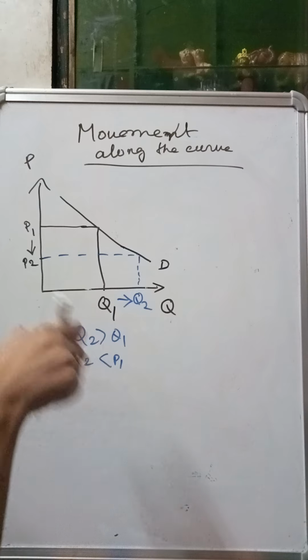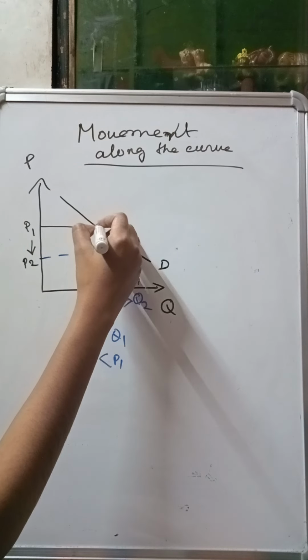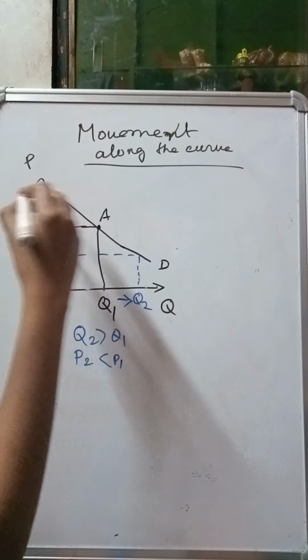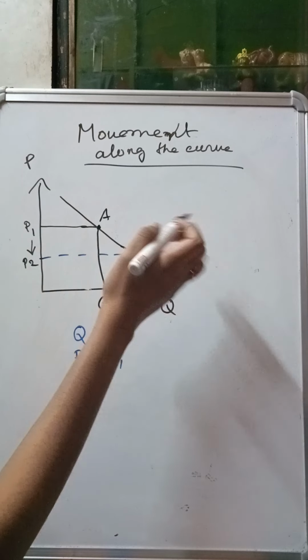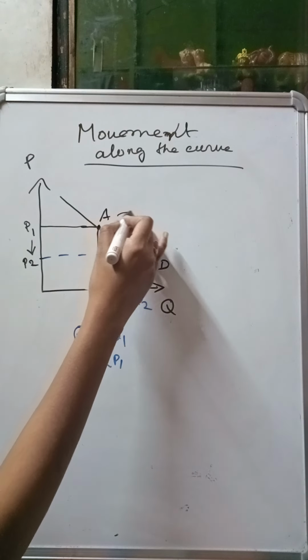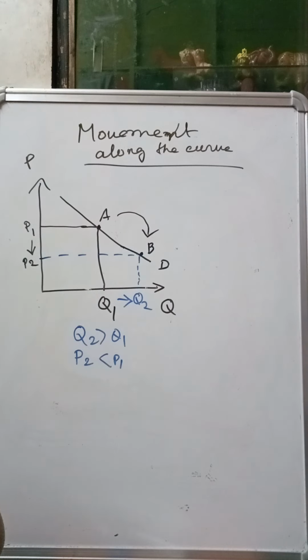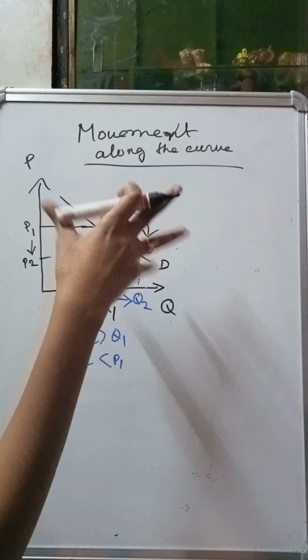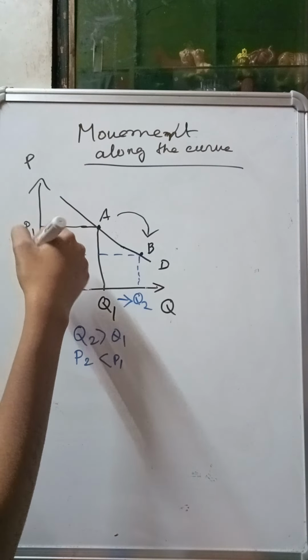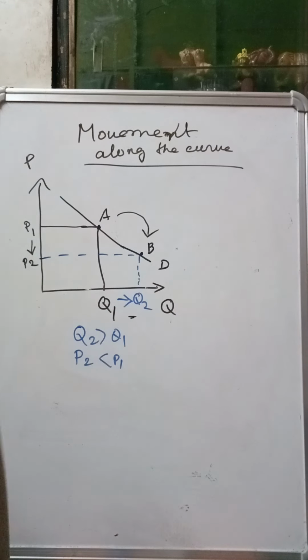So in the demand curve, when the price was P1, I was at this point. Now when the price has fallen, I have shifted to this point. I have moved from here to here. Now, we will name this graph according to the quantity. As the price has fallen, my quantity demanded has increased.